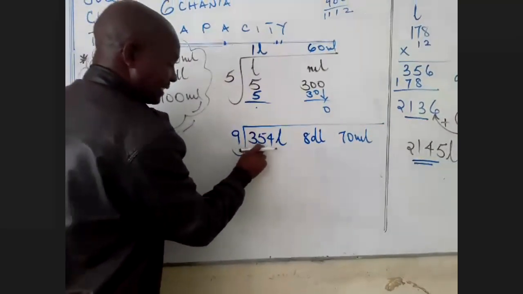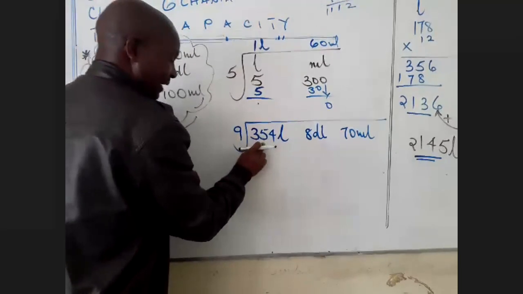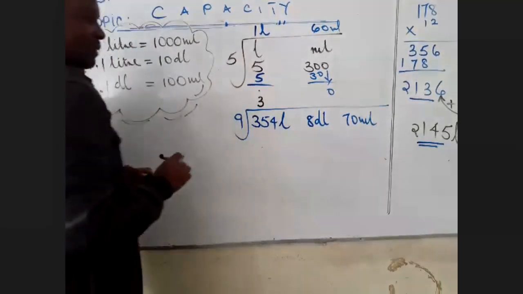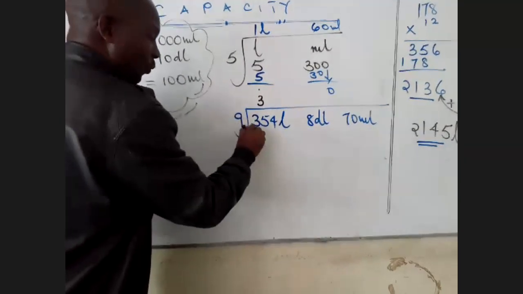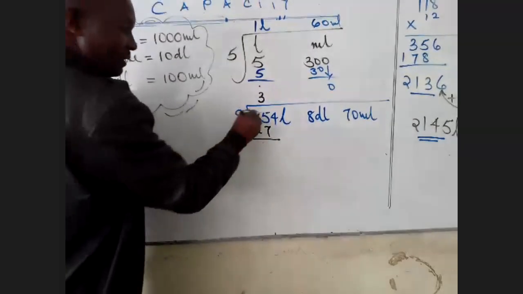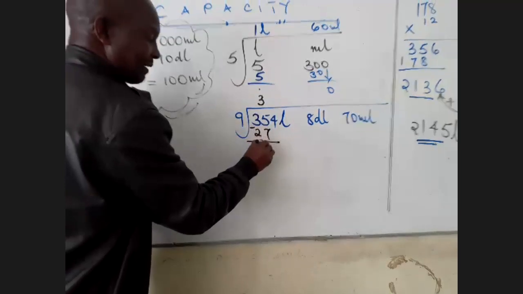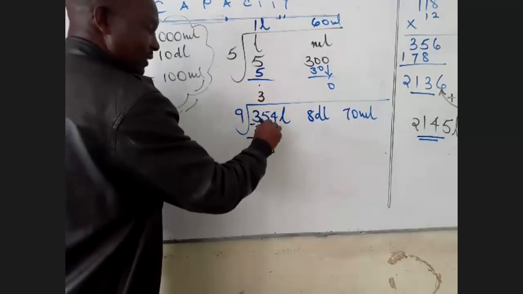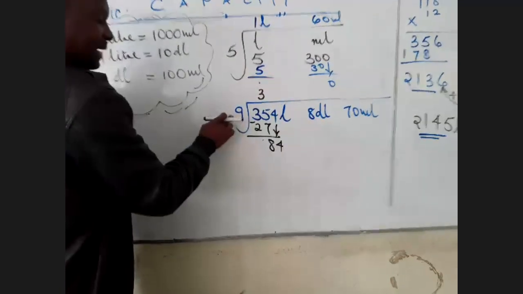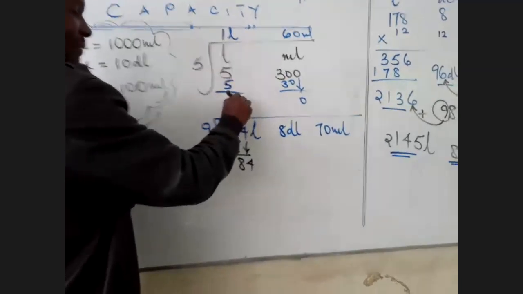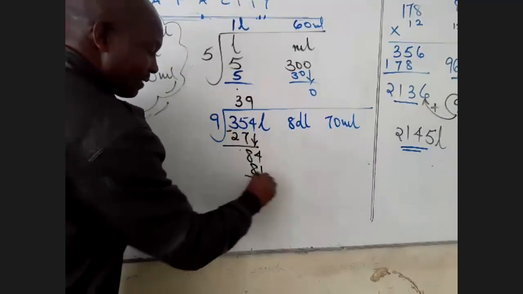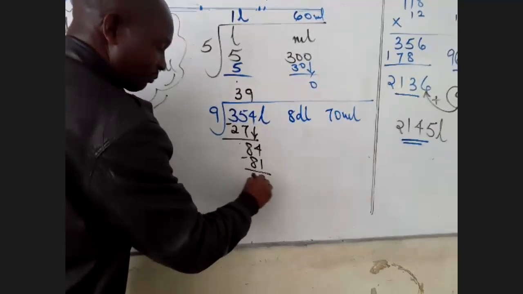9 goes into 35. How many times? Only 3 times. 3 times 9, 27. Subtract, and be careful. 15 minus 7 is 8. What are you dropping? 4. 84 divided by 9. Only 9 times. 9 times 9, 81. What am I subtracting to get? A 3.